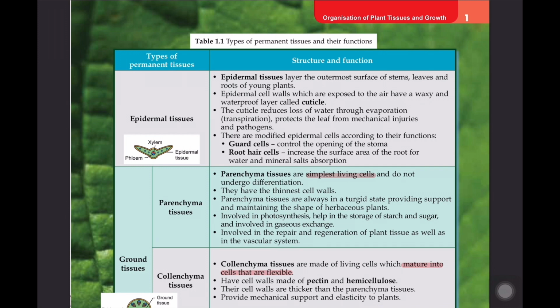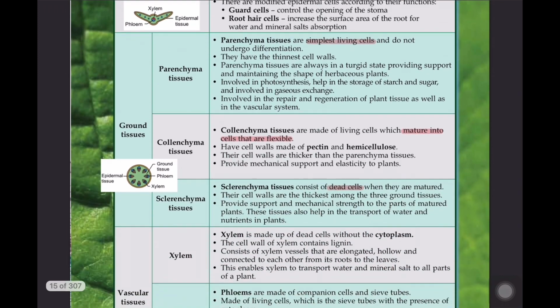So that's why the cuticle is waterproof. It keeps the leaf from losing water. Okay. And then in the epidermal cell, you have two cells which are modified: the guard cell, which controls the opening of the stoma, and the root hair cell. These will be discussed in the next few chapters. Then we move on to the ground tissues.